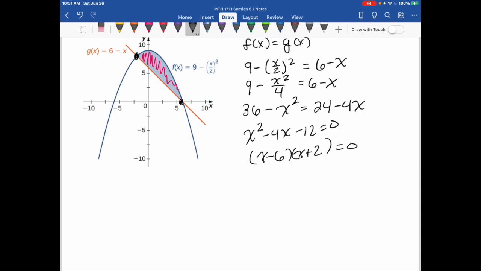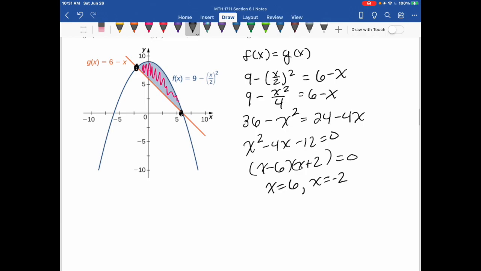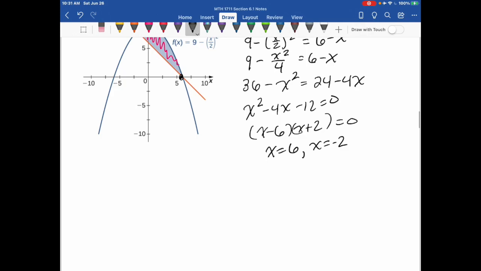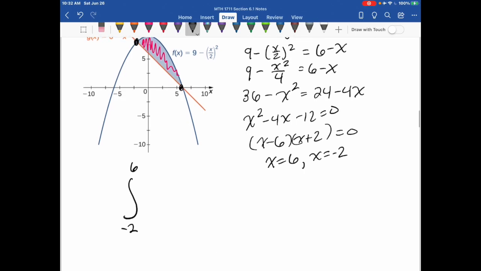Then we can try to factor that. Does that factor? Yeah, that factors into (x minus 6)(x plus 2). So when I solve this, I get x is 6 and x is negative 2. So those should be the two places where we have our intersection points. And according to the graph, that looks reasonable. So now I know what my upper and lower bounds should be. So I know I'm going to integrate from -2 to 6 on that interval.